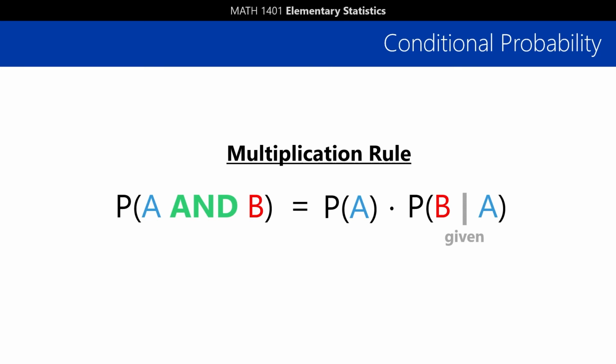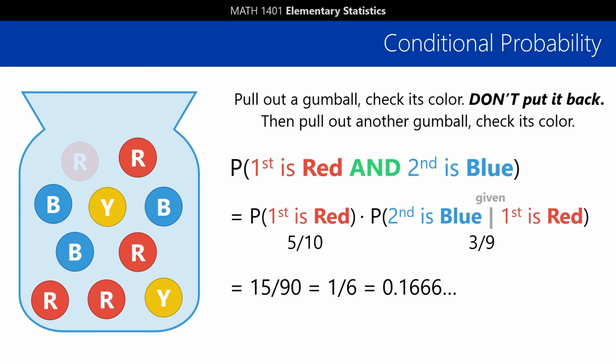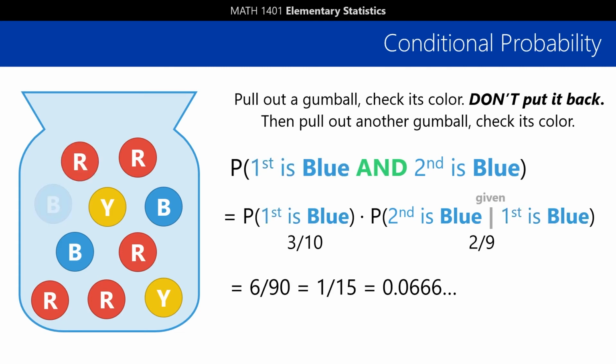This explains the drawing multiple gumballs without replacement problem that we saw in the last video. Given that we've already drawn a red gumball, the probability of drawing a blue gumball has changed to 3/9. If the first gumball we'd drawn was blue instead of red, we'd end up in a very different situation, since now we'd not only have 1 fewer gumball overall, but also 1 fewer blue gumball as well.